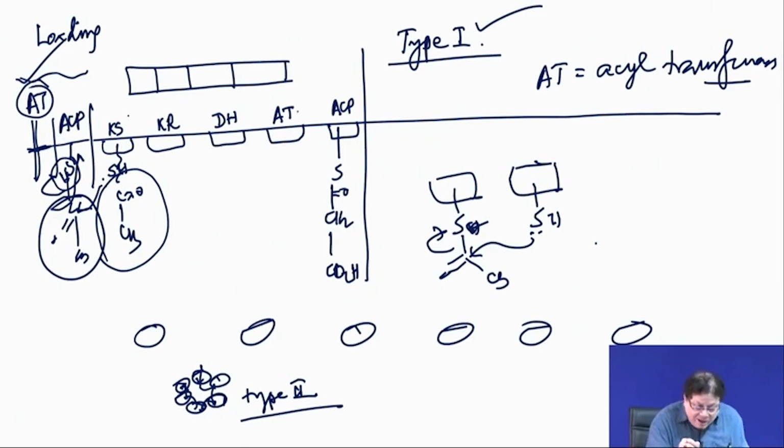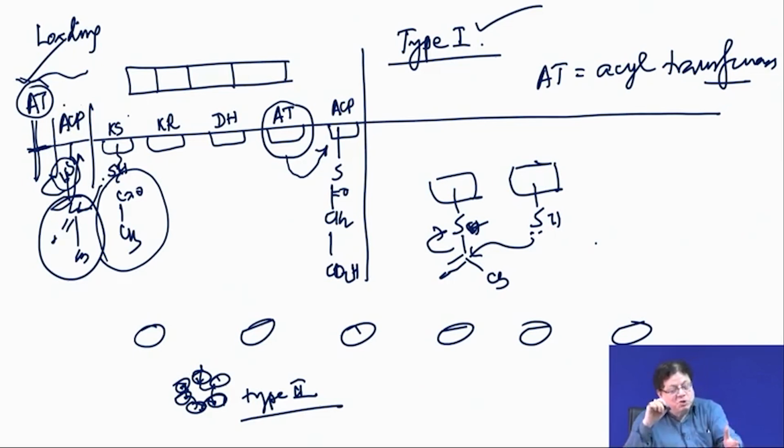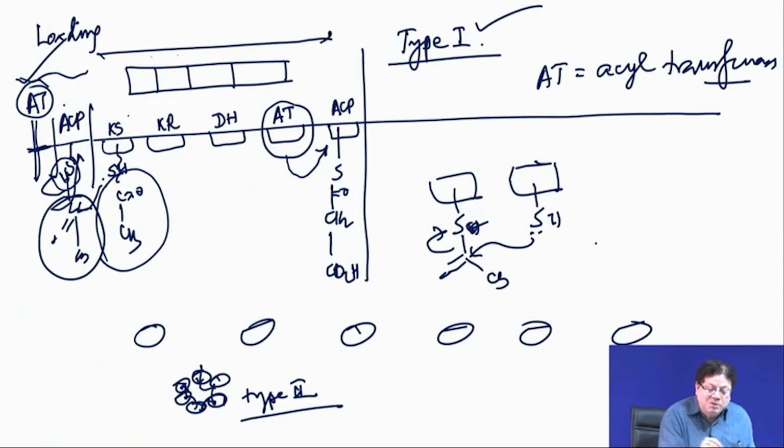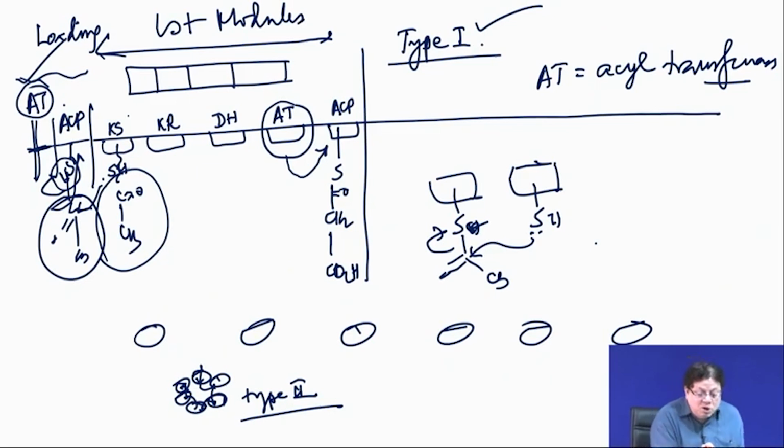Now, there is another acyl transferase here. What does it do? It puts the malonyl group into this ACP. Remember, this ACP is different from that. That belongs to the loading module, and this is what is called the first module. Means there may be several modules like this. This is the first module. So, ketosynthase has the acetyl group, ACP has the malonyl group.